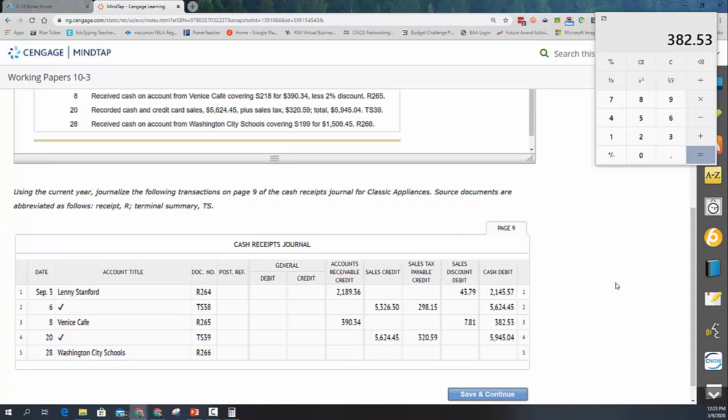Washington City Schools, we received cash from them for $1,509.45. It says nothing about a discount, which means they did not pay within the discount period. So my number is going to go in my accounts receivable credit column and cash as a debit, $1,509.45.